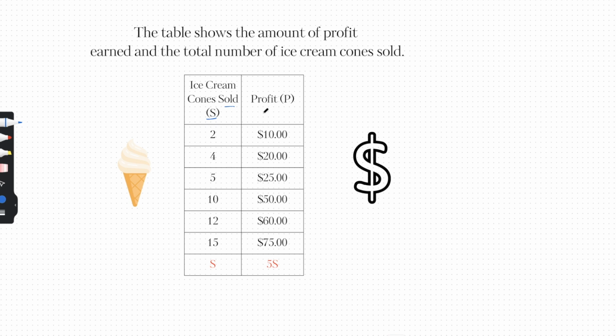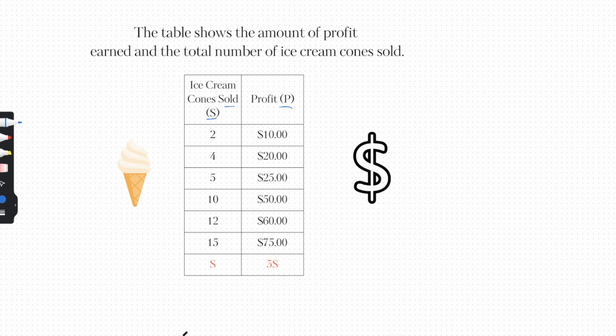And then this column shows the profit earned by selling these amounts of cones. Again, P stands for profit. So by selling 2 cones, they earn $10. By selling 4 cones, they earn $20, and so on. Take a look at this chart. Can you figure out how much money is earned per cone?